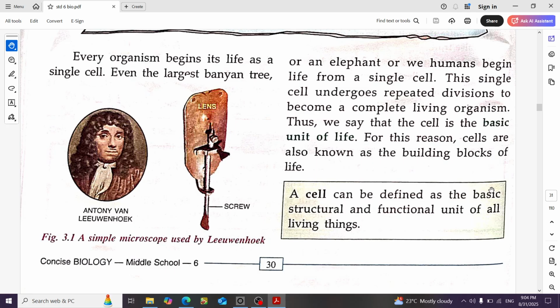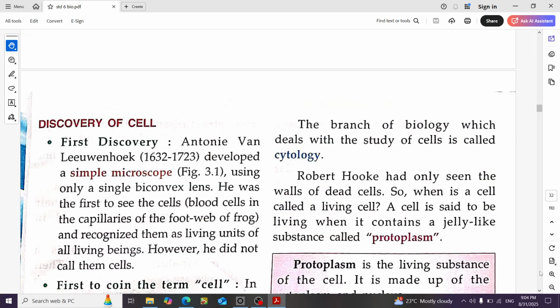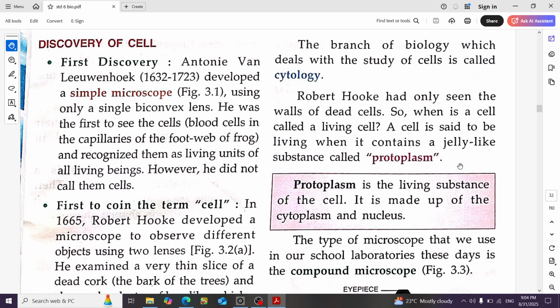So whole body structure is made up of cells and function, respiration, digestion and other things, they're all happening in the cells. So cell is a functional unit also. Now, discovery of the cell. So first discovery was done by Anton van Leeuwenhoek, 1632 to 1723. He developed a simple microscope. He observed the blood cells, the capillaries of the footweb of the frog. So he recognized those as small living units.